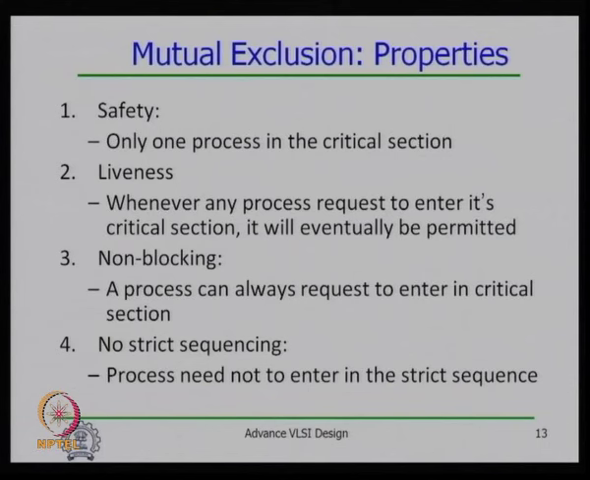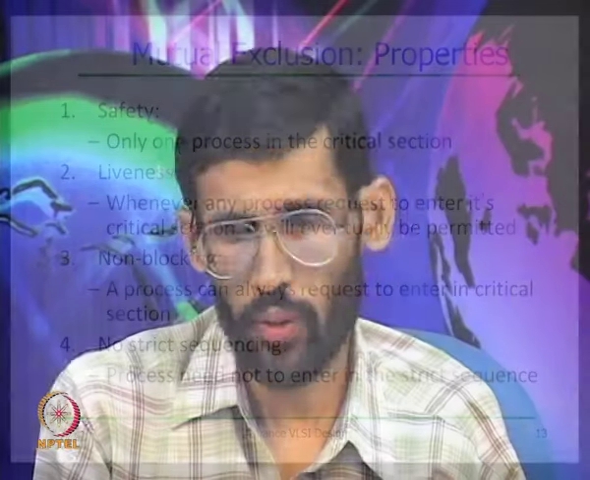That means here it should not give you, say, a round robin policy or something like that. That first gives access to master 1, then master 2, master 3, master 4.